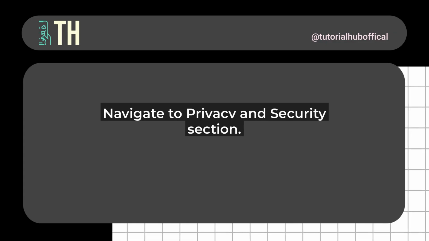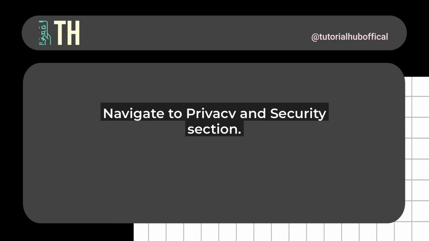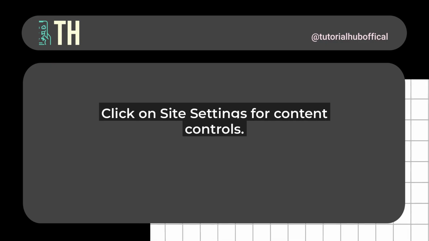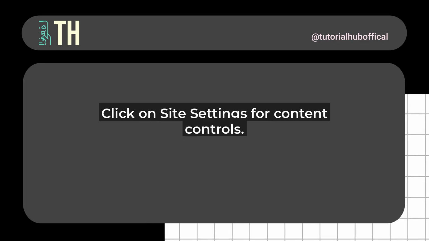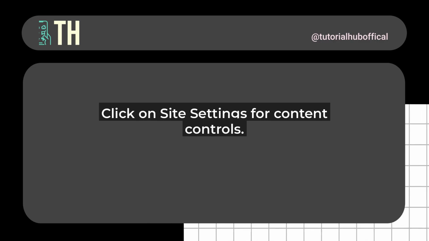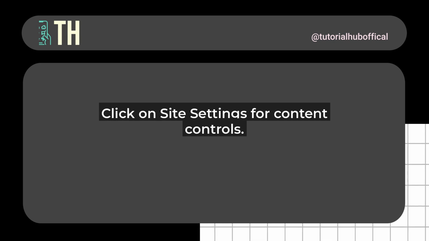Once you're in Settings, scroll down and click on Privacy and Security in the left-hand menu. This section is all about protecting your data and controlling how sites behave. Next, under Privacy and Security, find and click on Site Settings. Here, you'll see options for how Chrome handles different types of content.